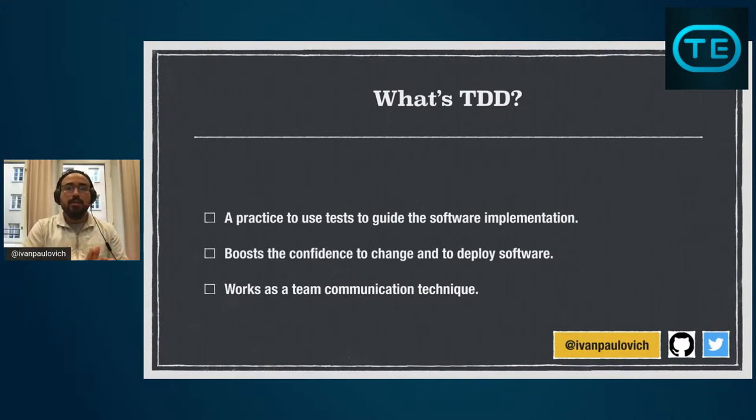So at this point, we talked that hexagonal architecture has the principles, dependency inversion, then the pattern, ports and adapters. But then you have to add your practice, and the practice is test-driven development. The practice of using the tests to guide the software implementation. TDD also boosts your confidence to change and deploy working software in production. And the best is that it also works as documentation and to communicate to the team the intent of the code base.